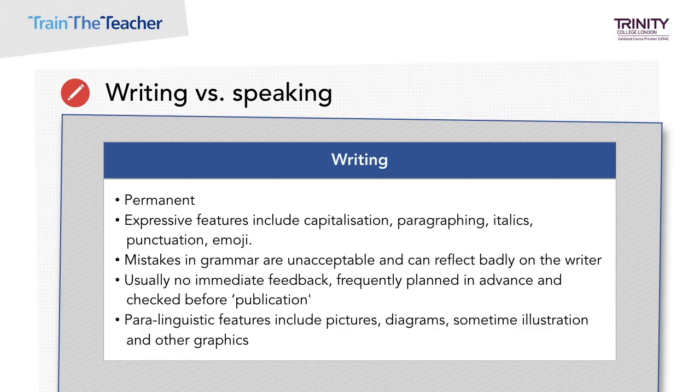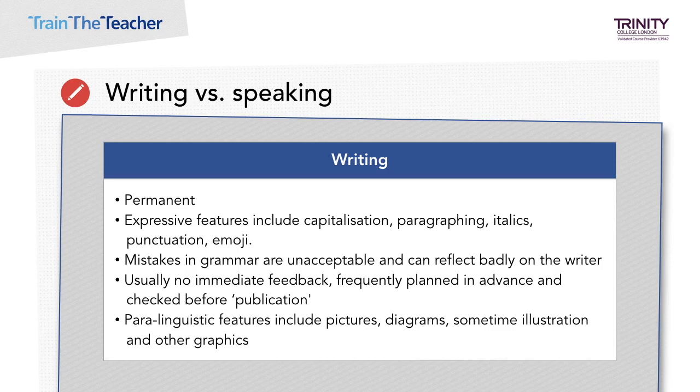So now let's compare those with writing. Writing, we've already said, has more permanence. And the expressive features include capitalization, paragraphing, italics, and punctuation, and more, emoji and other graphic devices. Mistakes in grammar in writing are unacceptable, and they can reflect badly on the writer. And usually there's no immediate feedback. Text messages are an exception.